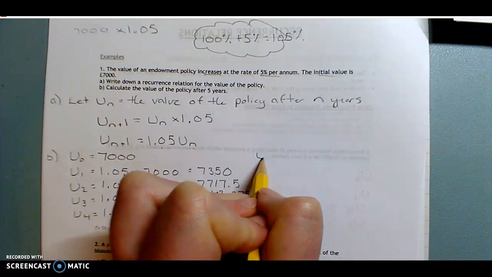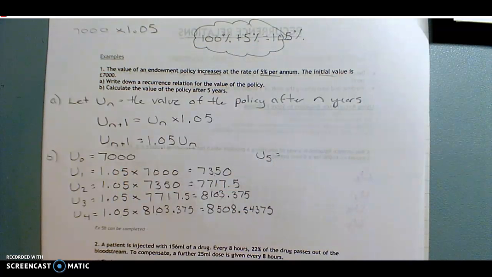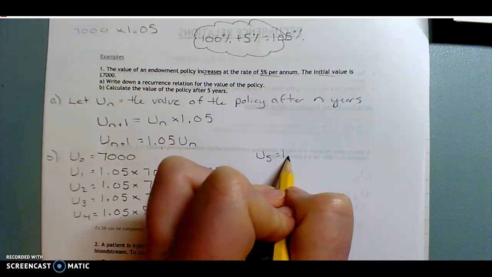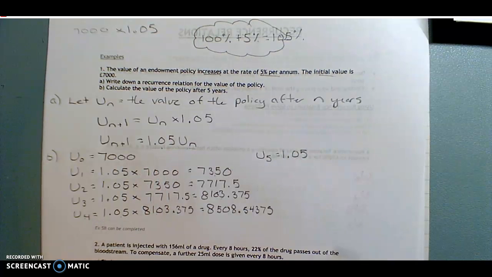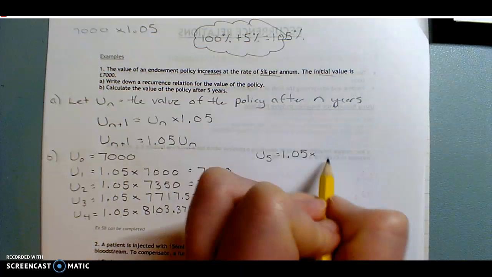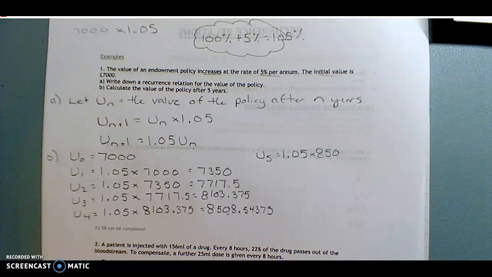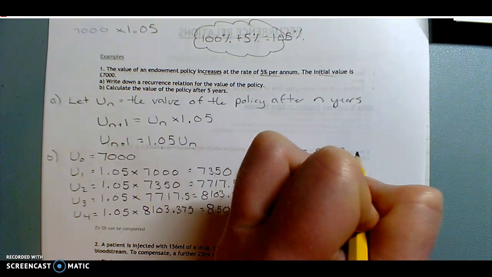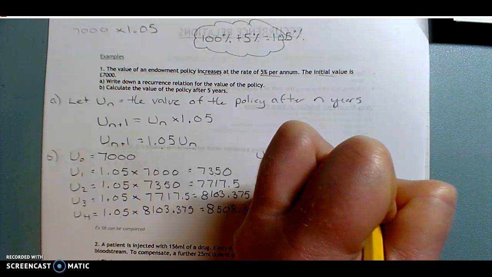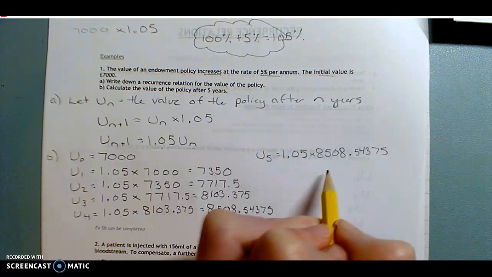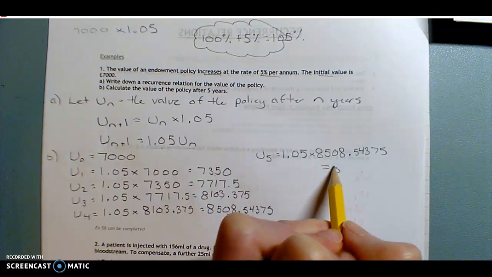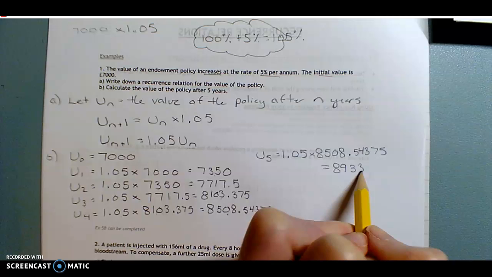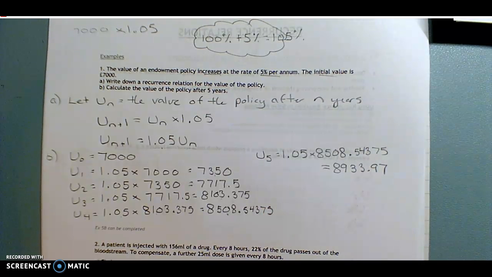So U of 5, my policy after 5 years, I'm going to take 1.05 and times it by my current value. Again, current value just comes from the last term that you're at. So 8,508.54375. And when you work this out, you get 8,933.97. So we want to make a statement about this.